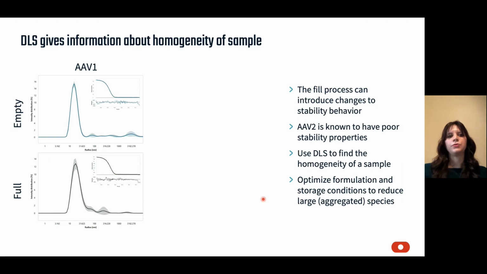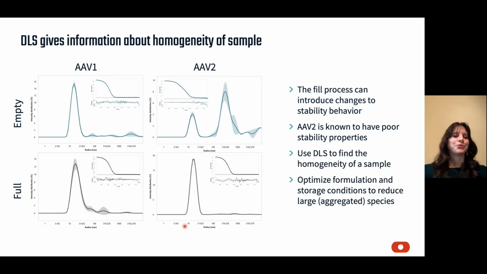Now, lastly, I would like to address why dynamic light scattering in parallel with the nano-DSF is really useful for vector development. Here I have an example of AAV1 in both its empty and full form. And from the intensity distribution from DLS, you can see a nice sharp curve where that vector is formed. There are not too many higher order species. They both give PDIs of about 0.24, which are considered pretty good PDIs, especially for a complicated preparation such as a viral vector.